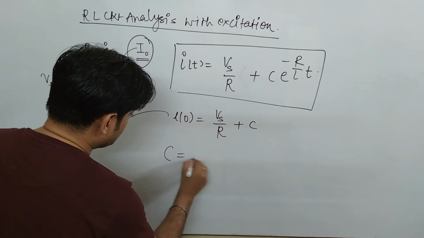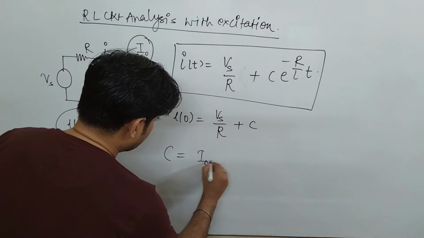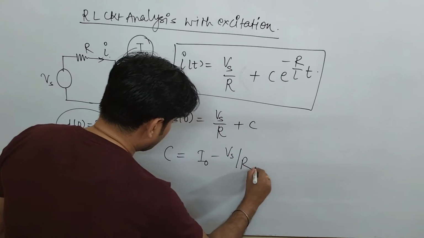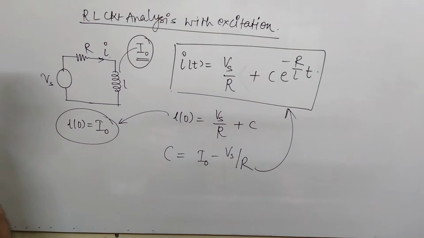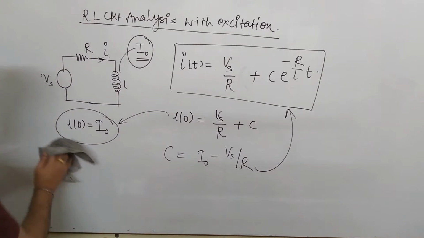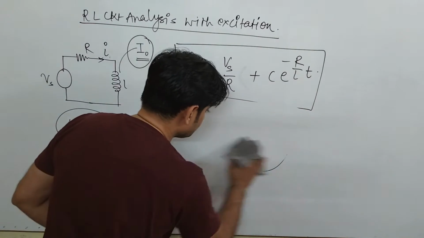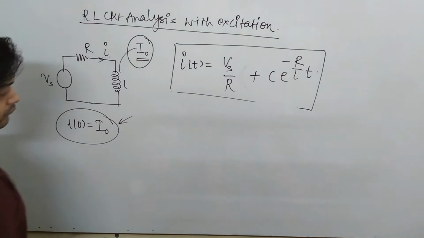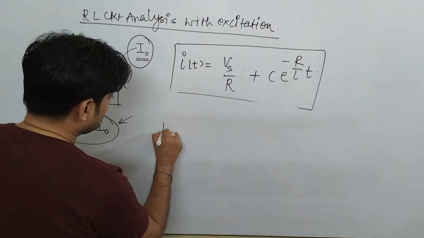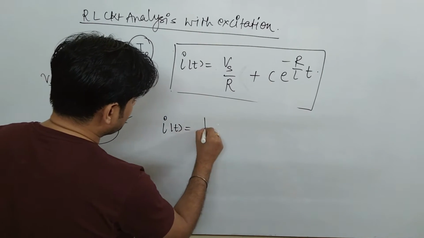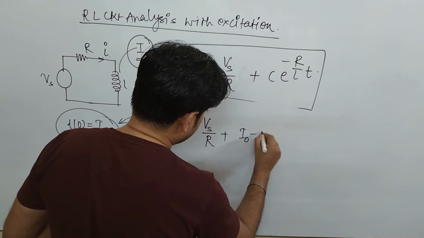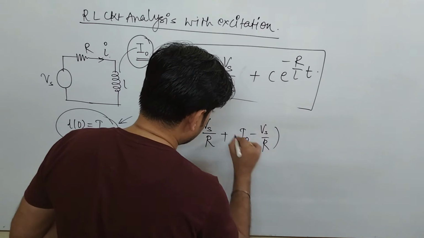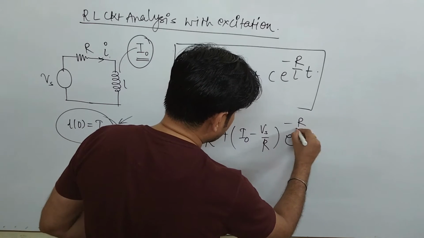So you can say that the value of C comes to be what? It is I naught minus Vs by R. So this is the value of your C. Now you can put this value here and one can resolve it and find the answer. So that comes to be I(t) is equal to Vs upon R plus (I naught minus Vs upon R) into e to the power minus R by L t.